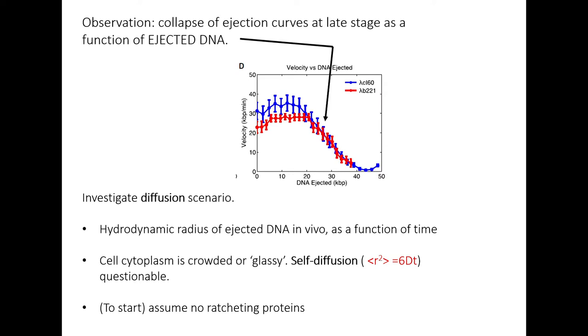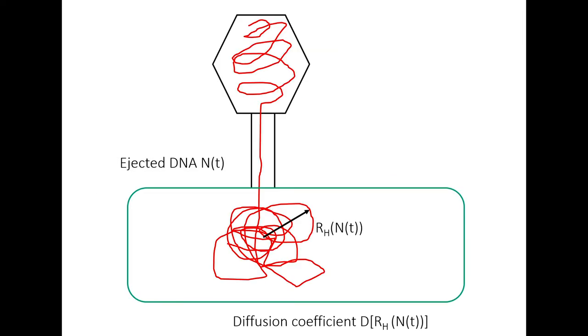And we know that the cell cytoplasm is glassy, right? It's a crowded environment. And we start simple by just assuming that there are no ratcheting proteins, all right? So this is the idea. There's a blob of DNA already out, and what we are pursuing is that the dynamic properties, the diffusion of these blobs, determines the ejection speed. So what we need to know is the ejected DNA in number of base pairs, we call it N, as a function of T. Then we need to know the hydrodynamic radius of that blob, which depends on N, which depends on T. And then we need to calculate the diffusion coefficient, which depends on R, depends on N, depends on T. And then you need to close the story, right?